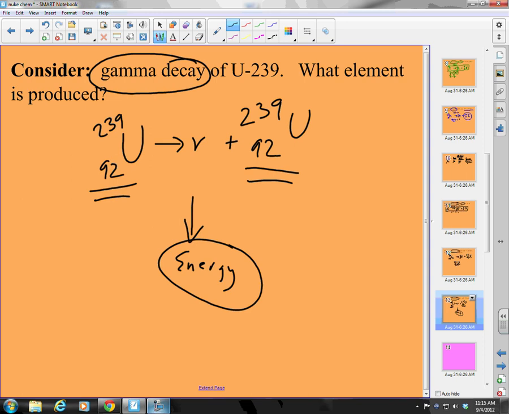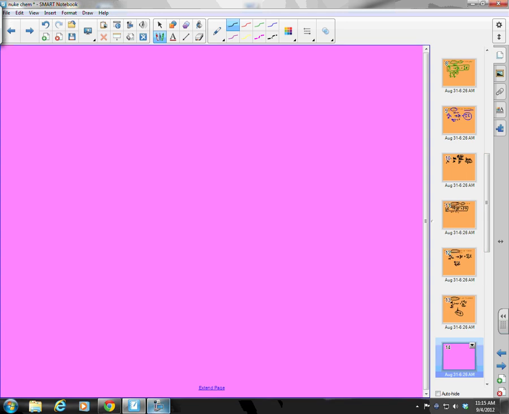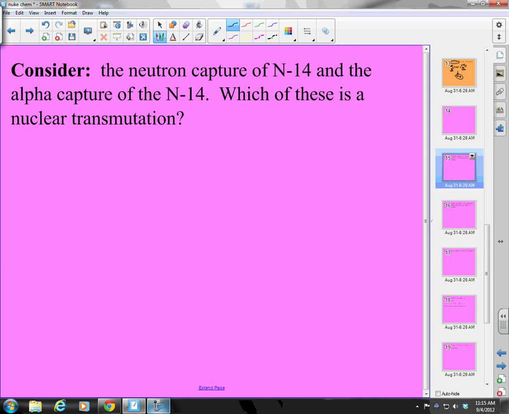I think we still have some more time today, so let's go on and consider something else. Let's move this down here. There we go. The neutron capture. Here's a new word, folks. Capture of nitrogen-14 and the alpha capture of nitrogen-14. Which of these is a nuclear transmutation? Okay. So we have a new word here, transmutation.